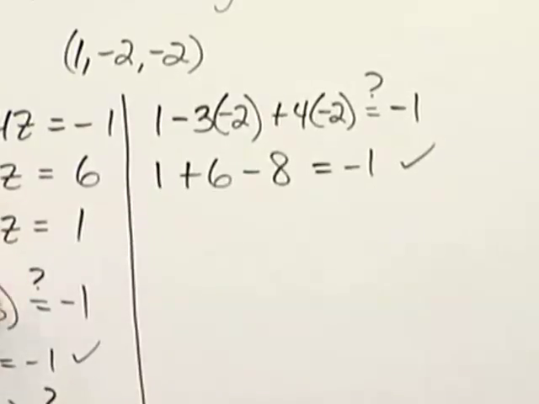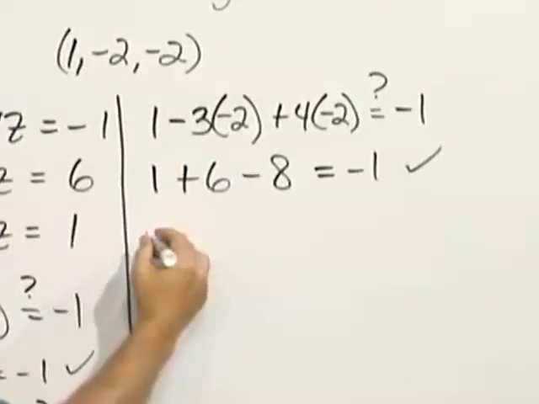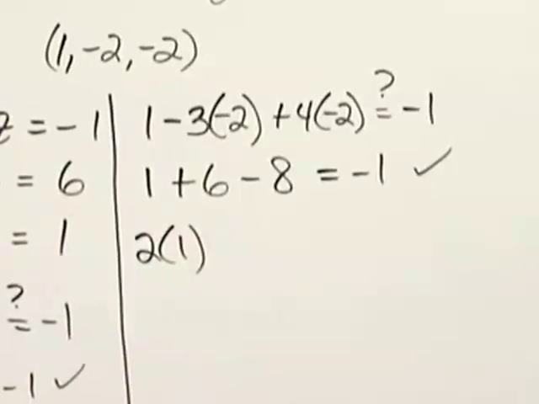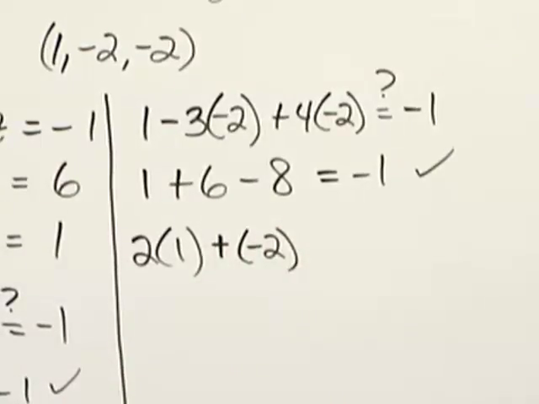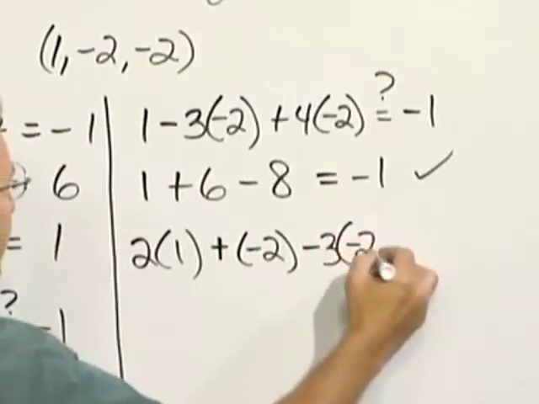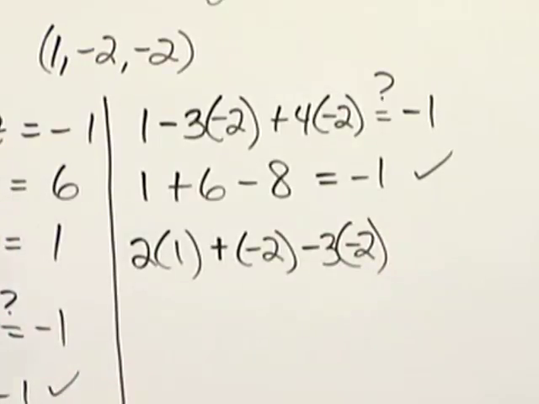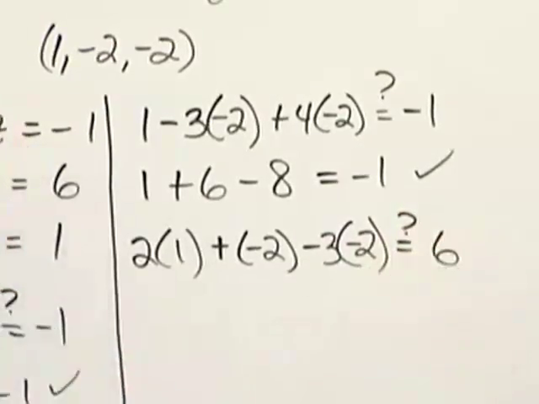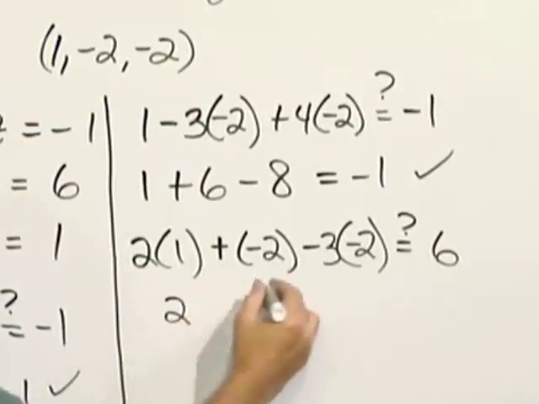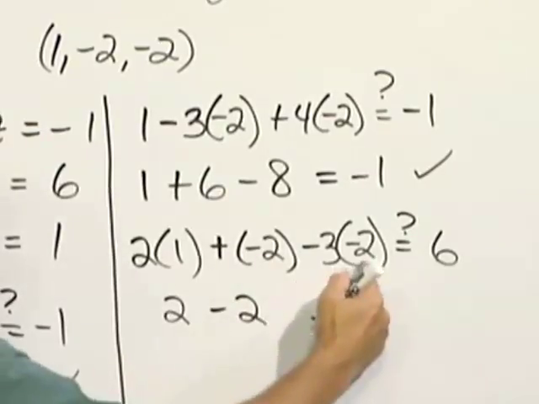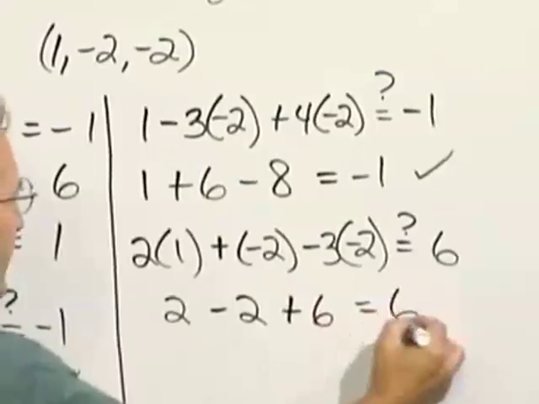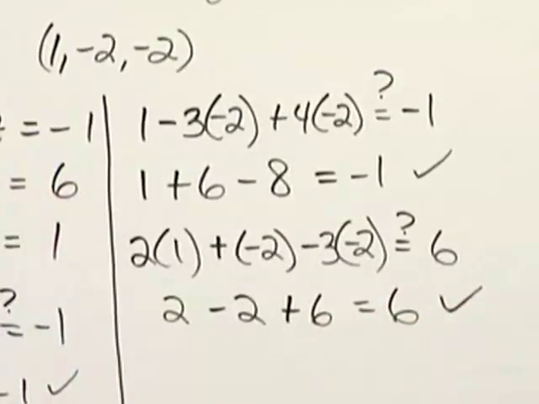Now we substitute into the second equation, so we have 2 times x, which would be 2 times 1, plus y, which would be plus a -2, minus 3 times z, and z is -2. We want to know, does that equal 6? 2 times 1 is 2, plus the -2 is the same as subtracting 2. -3 times -2 is +6, and in fact that does equal 6, so the ordered triple 1, -2, -2 checks in the second equation.